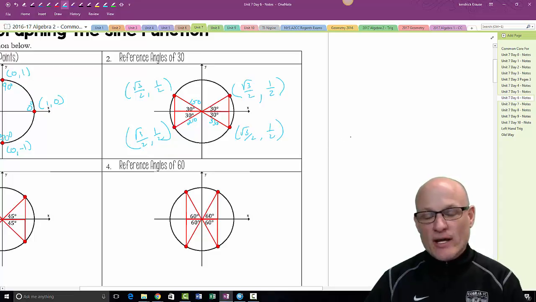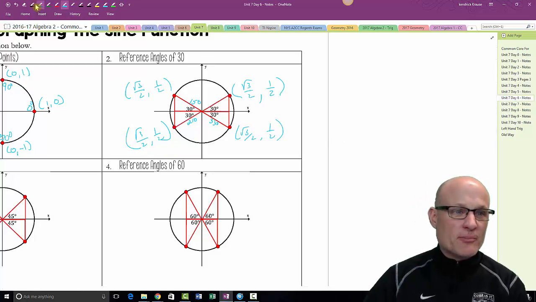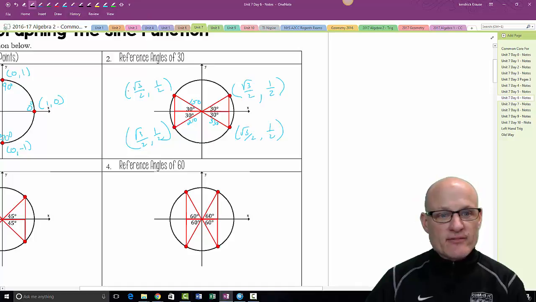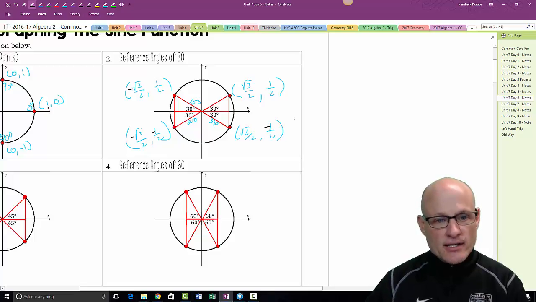For every single one of these, the only difference is going to be whether or not they're positive or negative. In this quadrant, x is negative. In this quadrant, they're both negative. And in this quadrant, y is negative. All right, let's do one more.